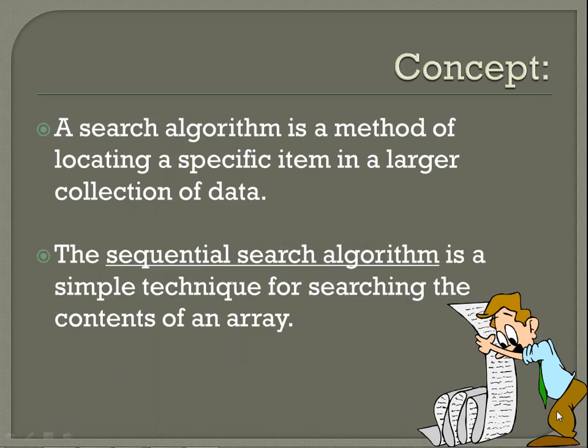In this video, we'll talk about sequential search algorithms. I'll tell you what a sequential search algorithm is, explain how it works, and we'll look at some sample code. A search algorithm is a method of locating a specific item in a larger collection of data. The sequential search algorithm is a simple technique for searching the contents of an array.